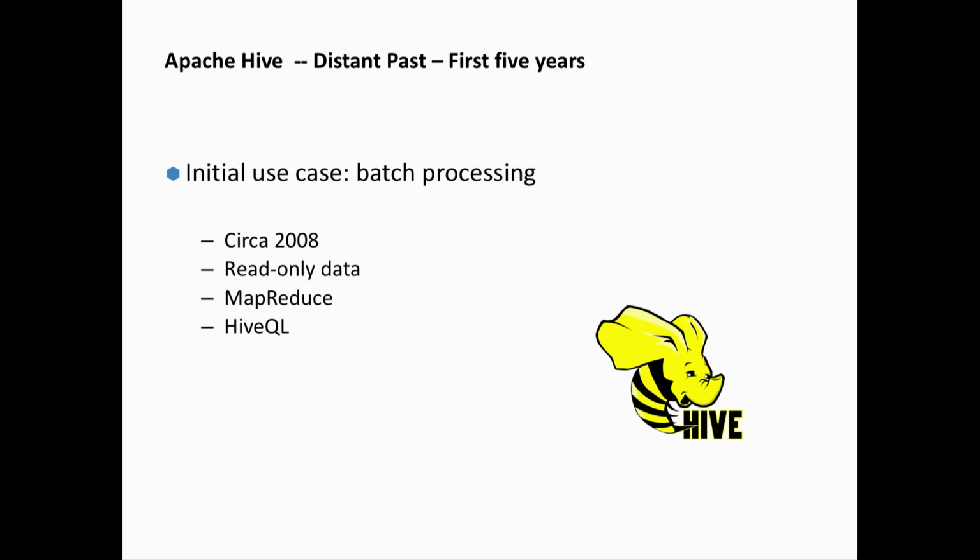So before we talk about what's new, let's just look at how it all started. Let's take a peek at the distant past. Hive started as basically a read-only engine to do large batch processing queries. The initial engine was MapReduce. HiveQL was the language, which has a lot of features which are specific to Hive. This started in like 2008. Since 2008 to 2013, we did a lot of batch processing.